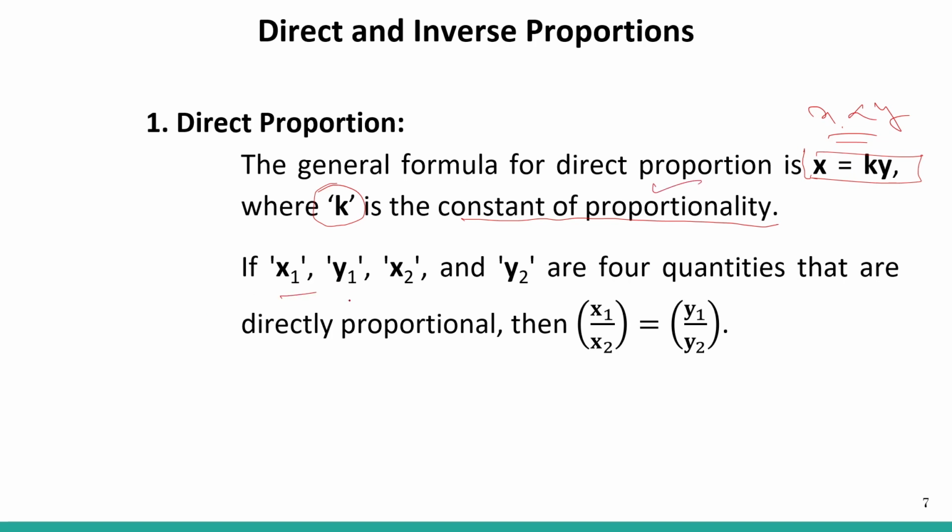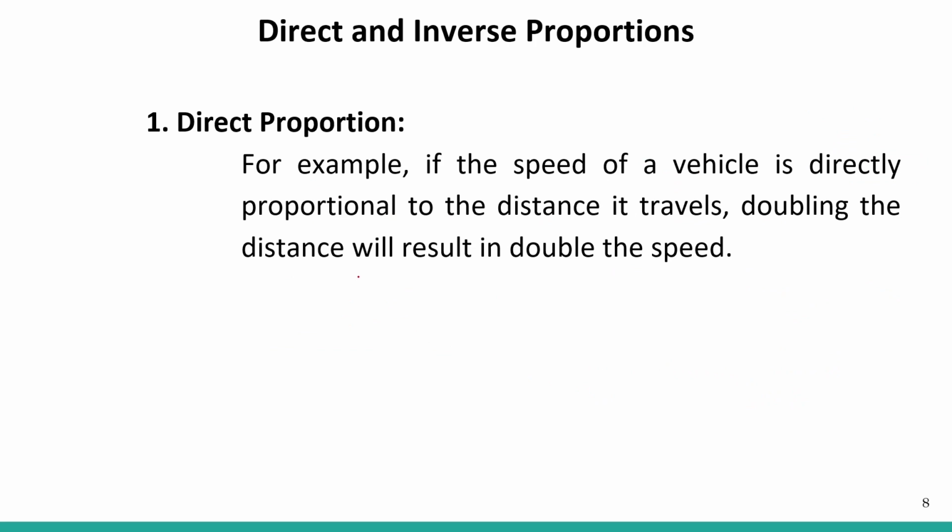If x1, y1, x2, y2 are four quantities that are directly proportional, then x1 by x2 is equal to y1 by y2. We can also write this as x1 is to x2 is directly proportional to y1 is to y2. For example, if the speed of a vehicle is directly proportional to the distance it travels, doubling the distance will result in doubling the speed.